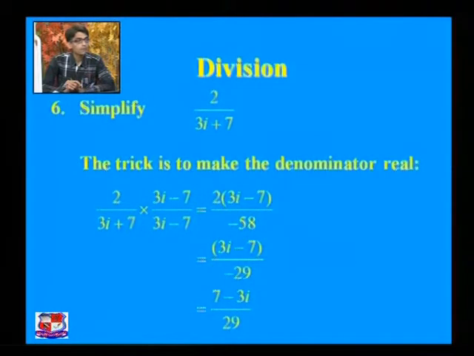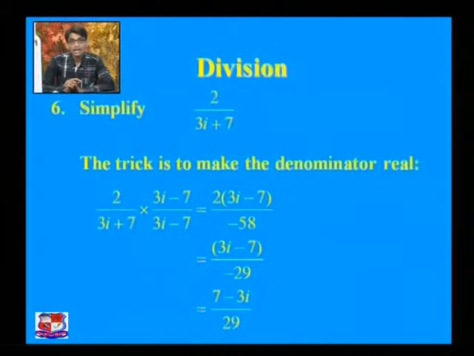First 2 into 3i minus 7, and we have here 3i plus 7 into 3i minus 7. So here in the denominator we have 3i plus 7 into 3i minus 7. We will use here the idea of a plus b into a minus b, that is equal to a square minus b square. So first for the numerator we will get 2 into 3i minus 7, but in the denominator we will get 3i whole square minus 7 whole square.